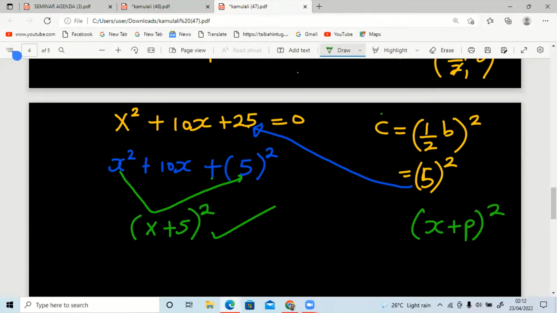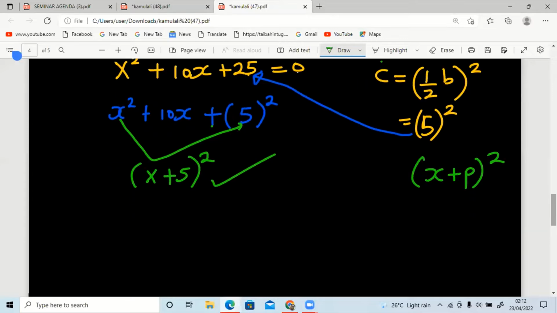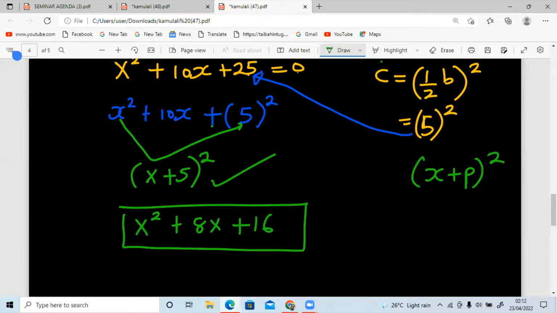Are we still together? Yes. Now I have this one. Now we have found out that this one is a perfect square. 8x plus 16. Can you also express for me this one? Where there is 16, substitute that value of C we have got and then write it in this form. Tell me, what do you have? Type in the chat quickly.